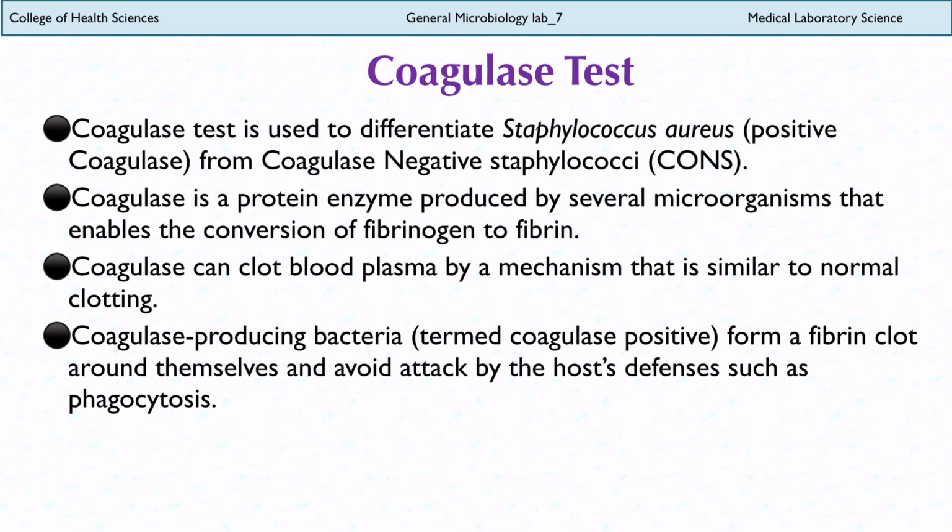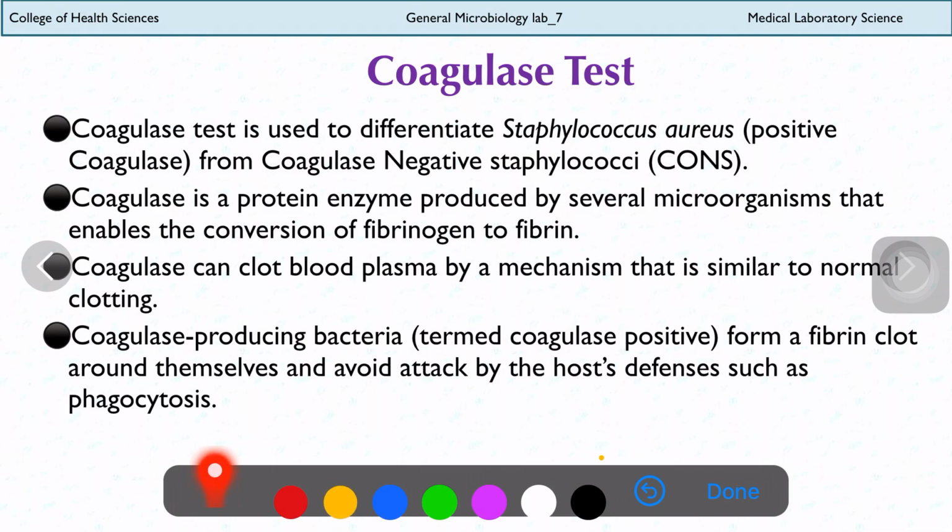Coagulase is a protein enzyme produced by several microorganisms, and this enzyme can convert fibrinogen to fibrin. That's why they will cause clotting. This enzyme can convert fibrinogen to fibrin by a process we'll talk about later. If a microorganism can clot plasma, it means this microorganism is coagulase positive. This microorganism can produce coagulase enzyme.